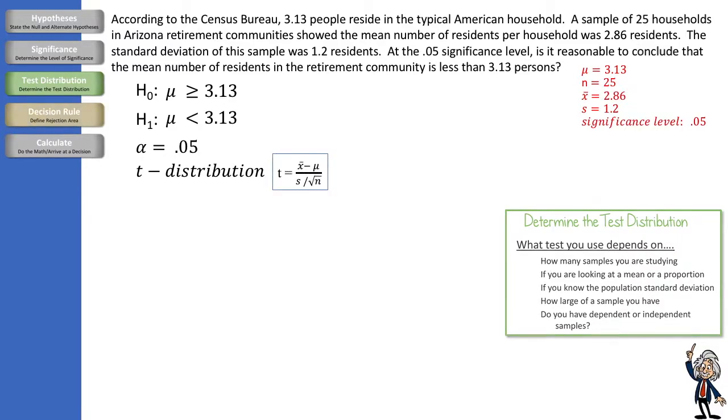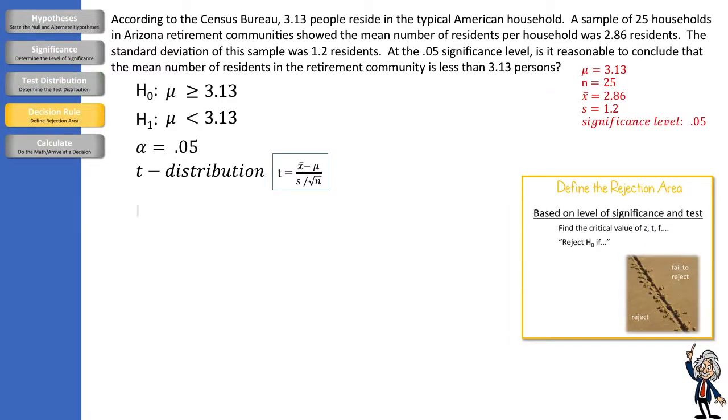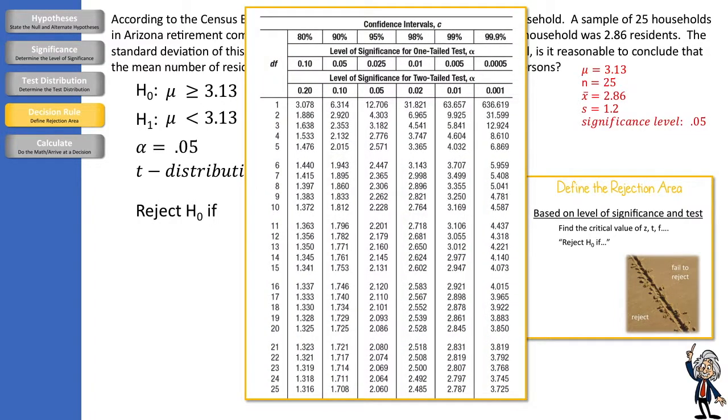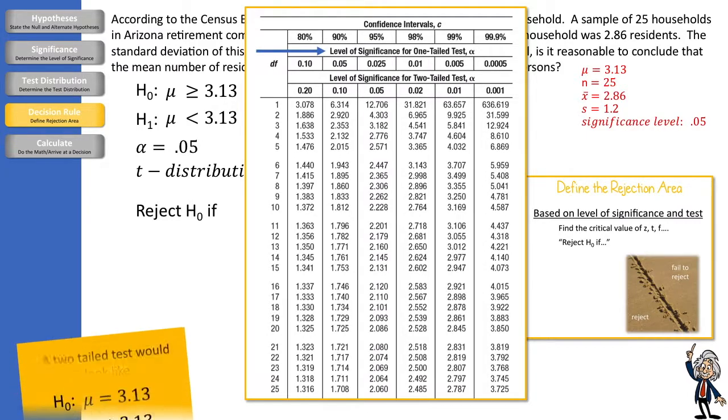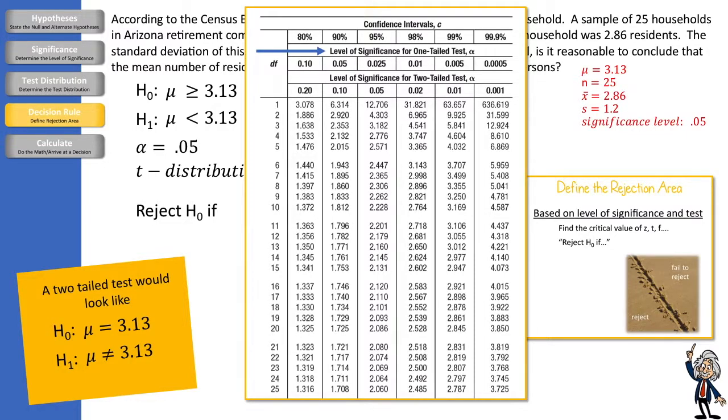And move on to the next step, which is the decision rule. Here, we need to define the rejection area. We need to draw a line in the sand between what we'll accept and not accept. So let me show you how this works. We're dealing with a t-distribution, so I'll bring up a t-chart or t-table. Since our hypothesis is only mu is less than, we're looking at a one-tailed distribution. And of course, we know that the significance level is 0.05. Therefore, our critical t value will be somewhere in this column.